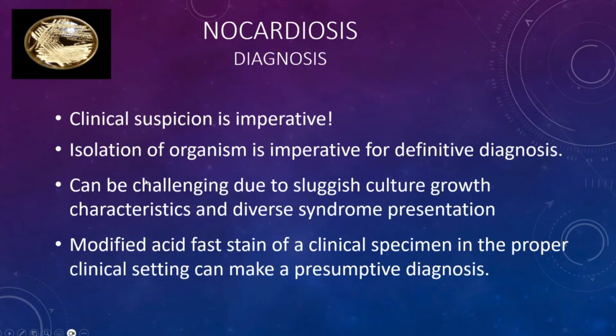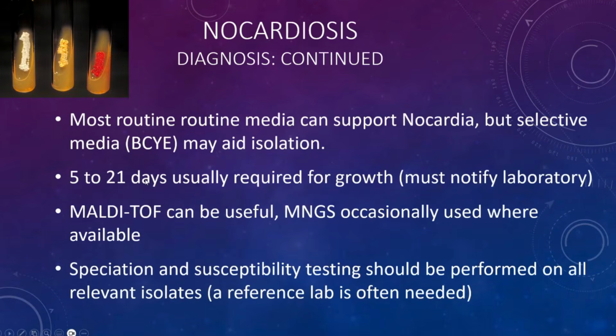But if you have a clinical specimen and a modified acid-fast stain is positive, you can perhaps make a presumptive diagnosis. Selective media like BCYE, or buffered charcoal yeast extract, can aid in the isolation of nocardia, although most routine media can support it. Growth can be extended up to 3 weeks.